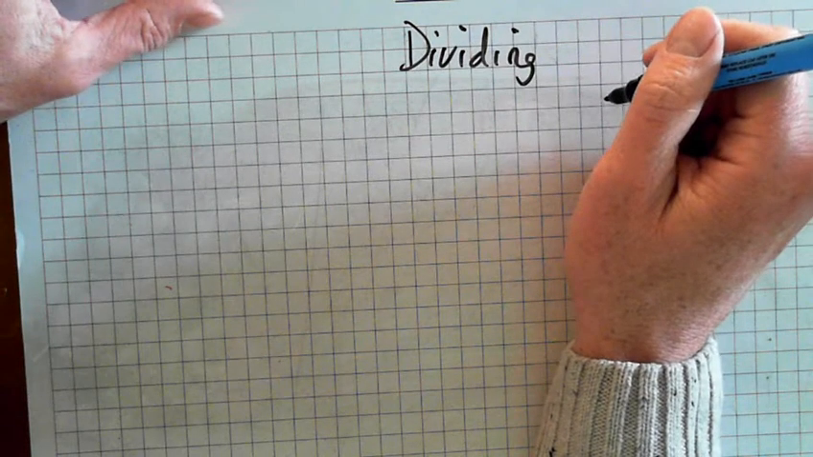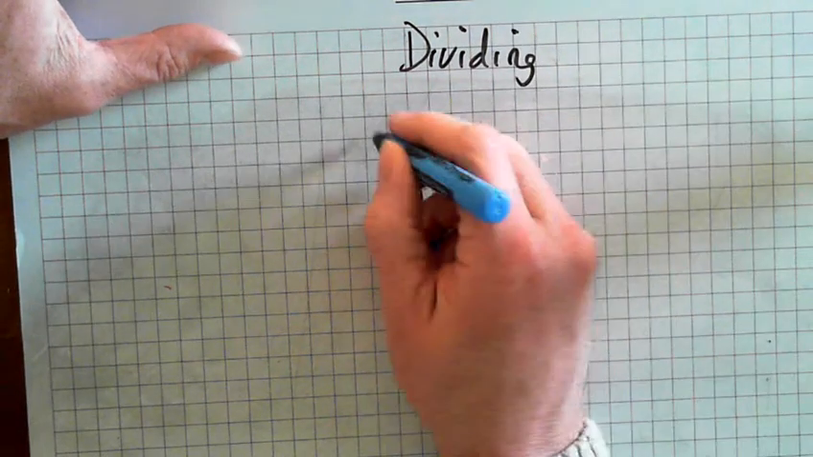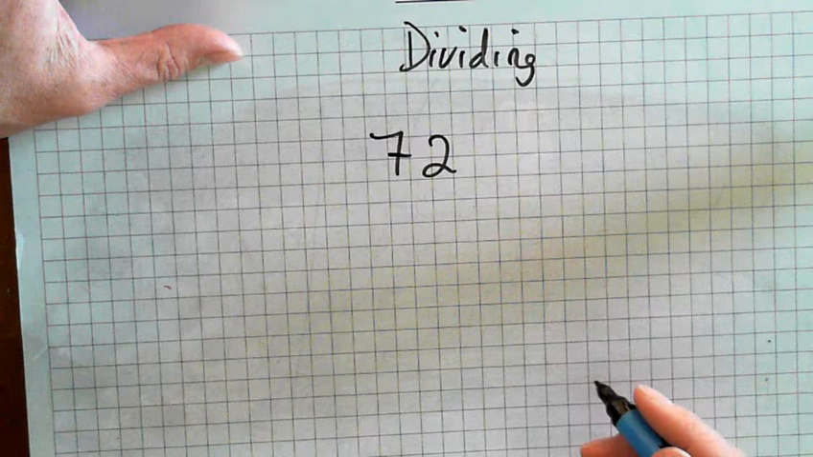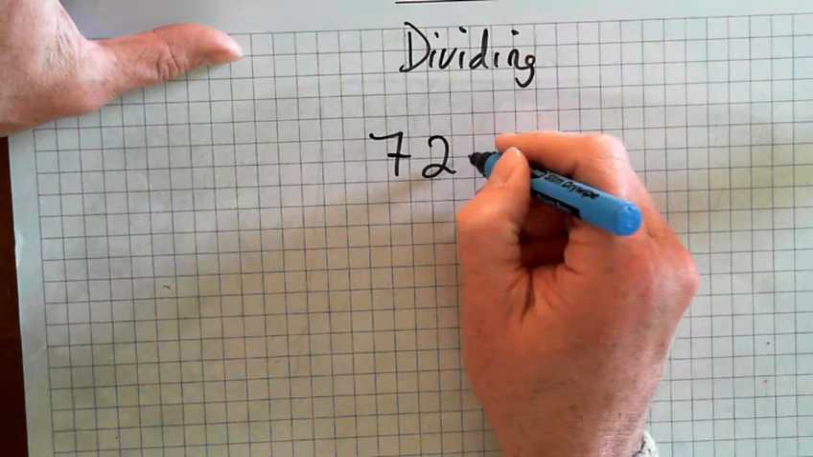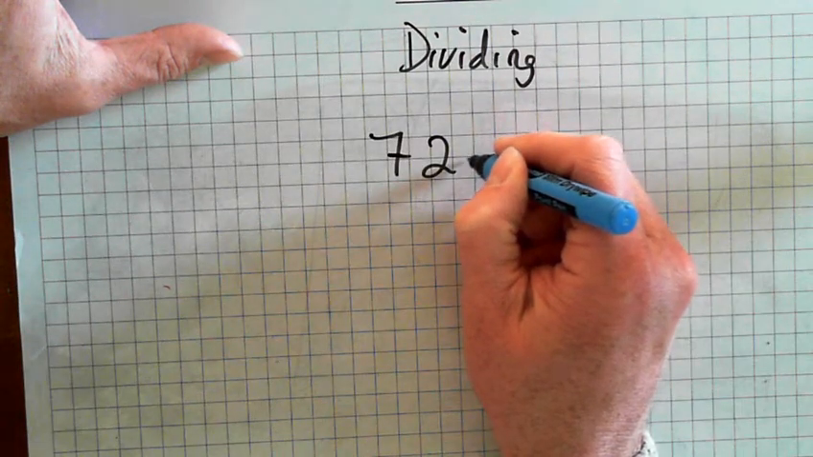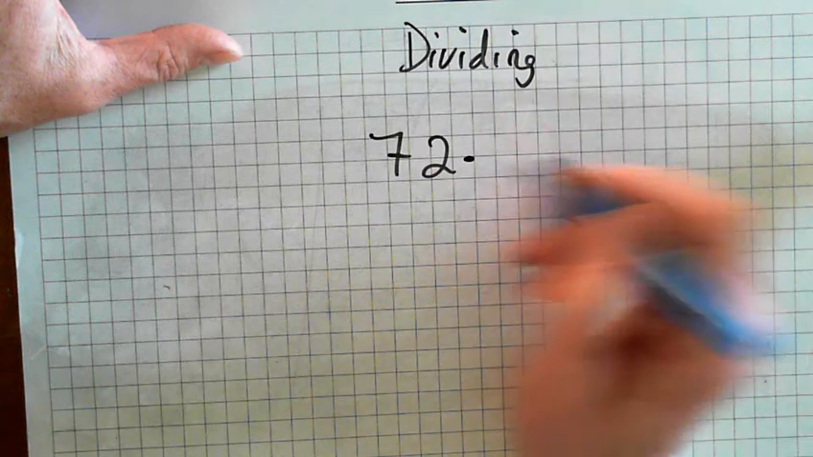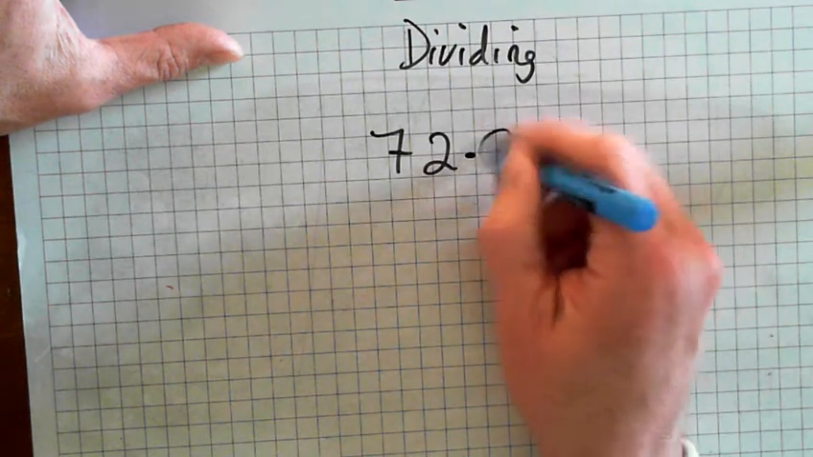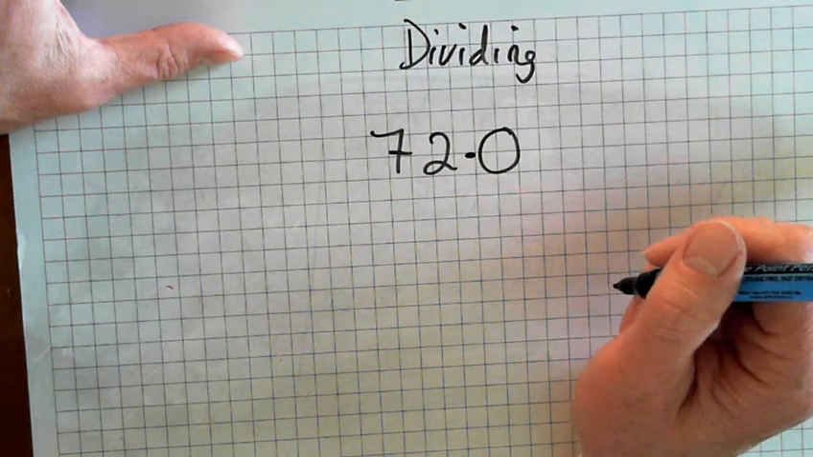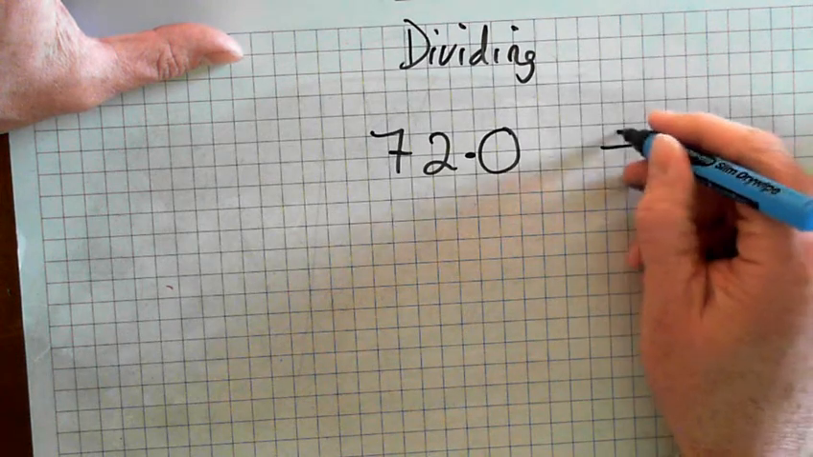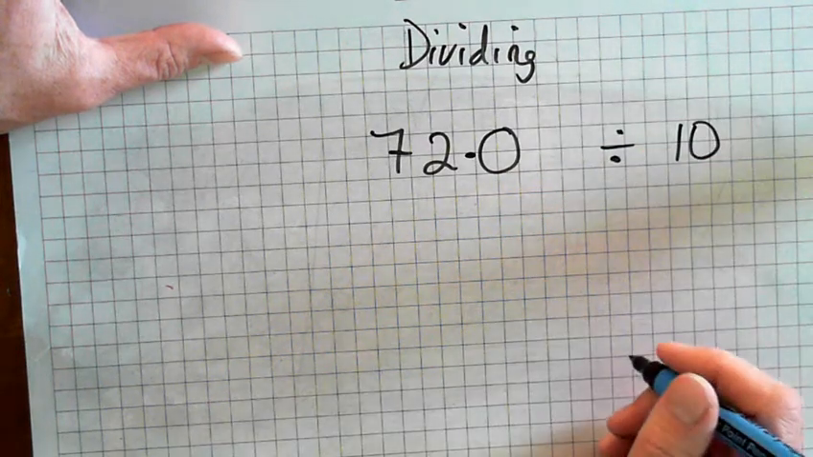So dividing. Okay. Look up. The decimal point is here on 72, isn't it? So I can write 72 like 72.0. I can write it like that. So what is 72 divided by 10?